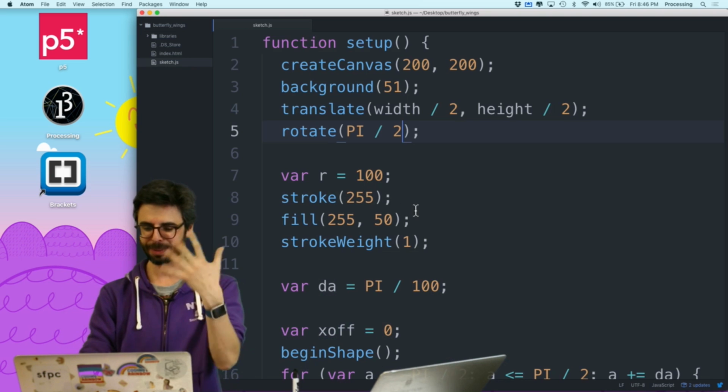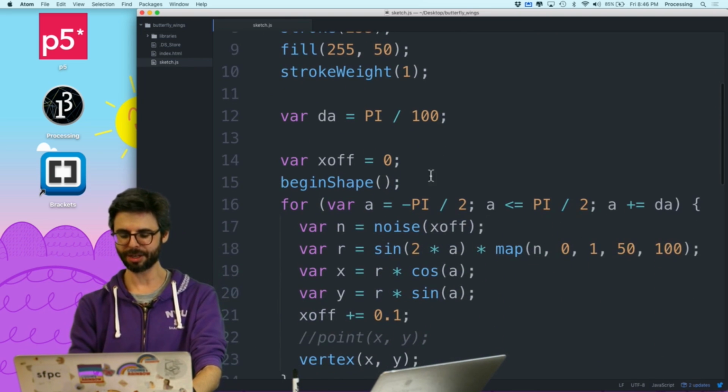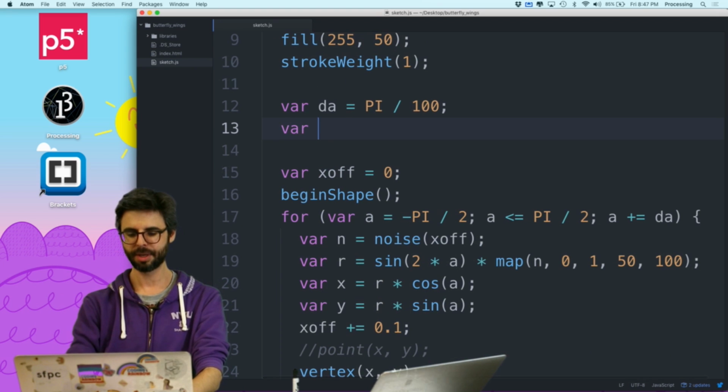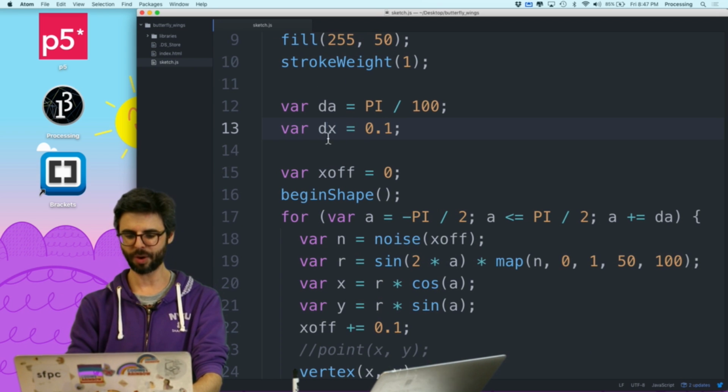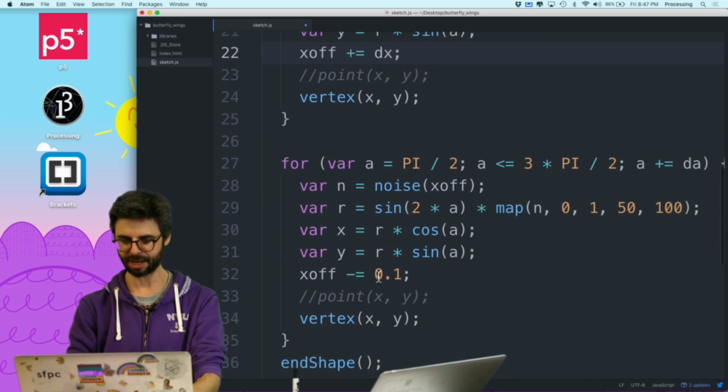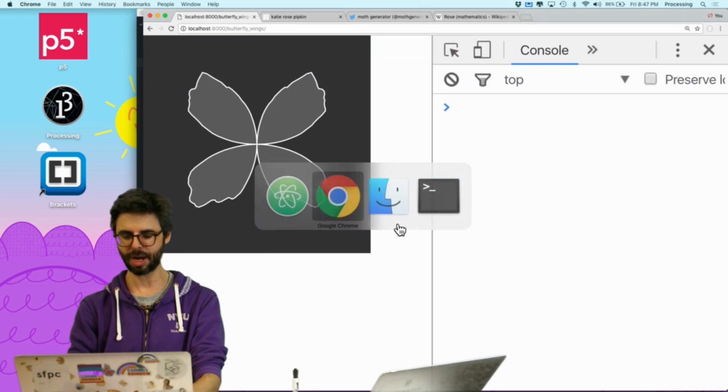And now I could play with, I don't know what the number of points is or what this x is. So this should really be dx just for the noise value. I'm going to put the variable in here. And I'm going to put this in here. And now I'm going to refresh it.